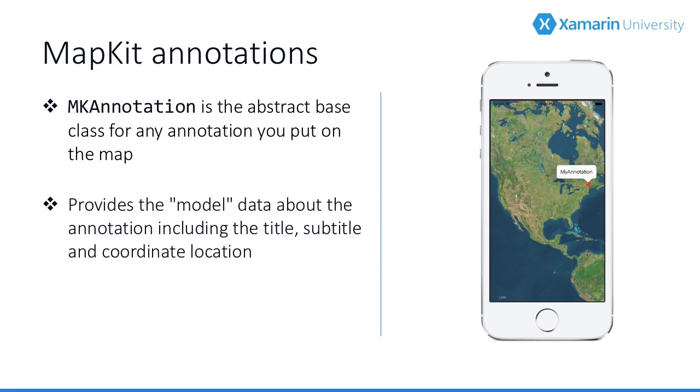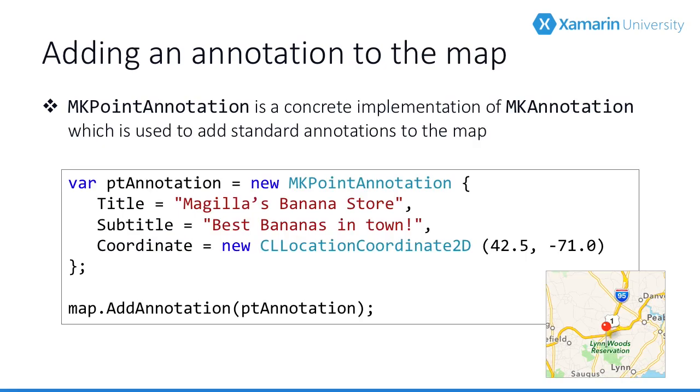All of our annotations derive from the MK annotation abstract base class. The MK annotation base class is actually our implementation of iOS's MK annotation protocol. The MK annotation base class, therefore, ends up providing most of the model data about our annotations. Importantly, including coordinates, like you see with our MK point annotation here.